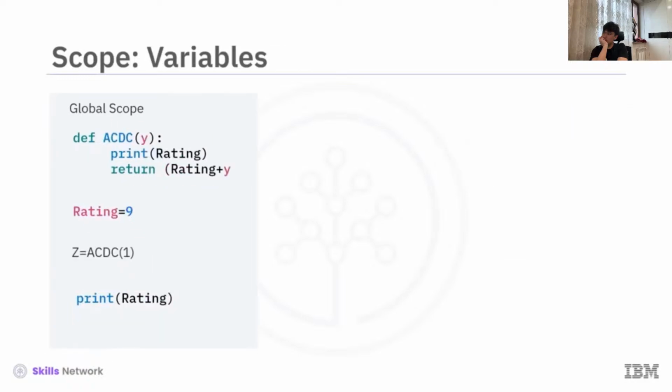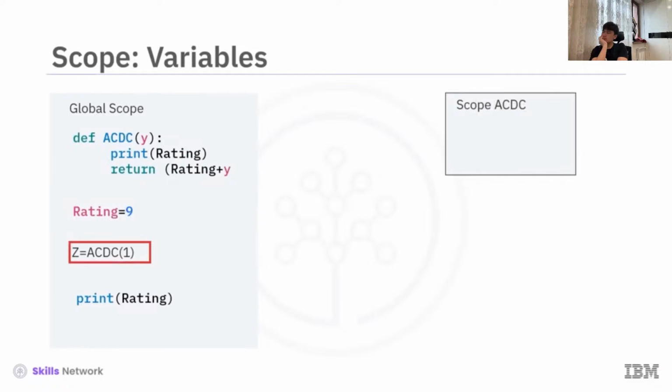If a variable is not defined within a function, Python will check the global scope. Consider the function ac_dc. The function has the variable rating with no value assigned. If we define the variable rating in the global scope, then call the function, Python will see there is no value for the variable rating. As a result, Python will leave the scope and check if the variable rating exists in the global scope. It will use the value of rating in the global scope within the scope of ac_dc.